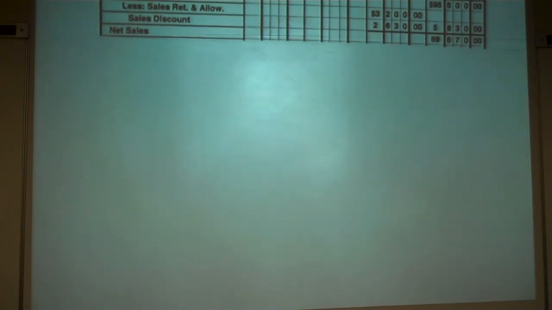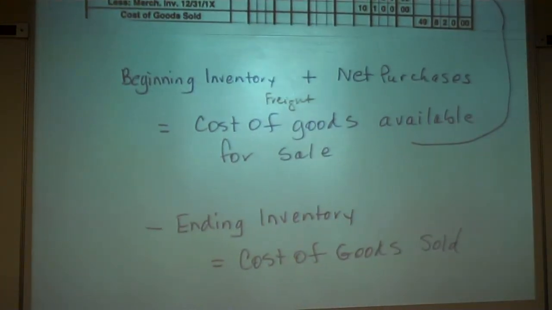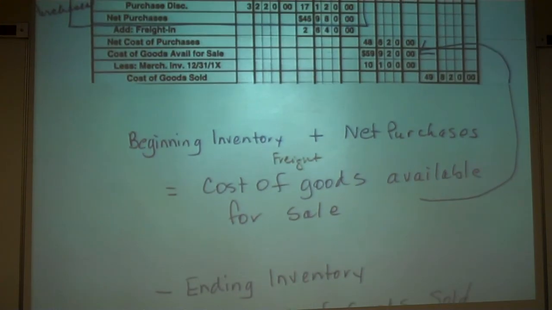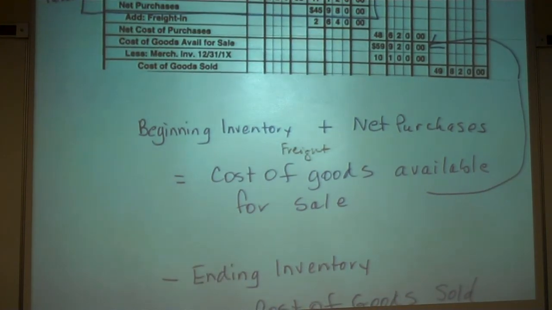What's the next section that we need to prepare? Our cost. Right? So you said 89,670. You're subtracting the total of the sales returns and allowances and the sales discount from the gross sales. All right, check your number, 89,670. Let's skip a line and let's look at the next section: cost of goods sold.